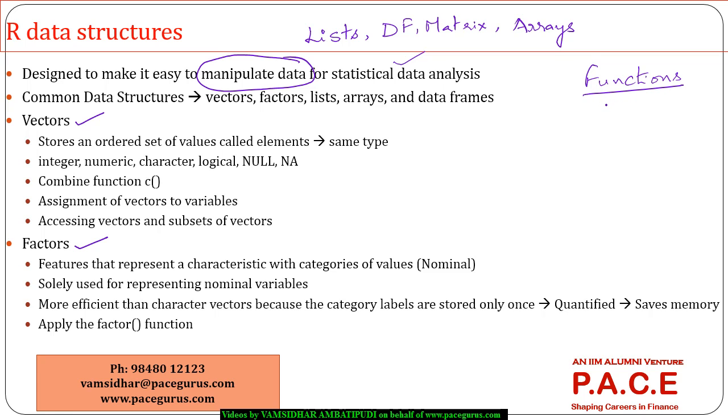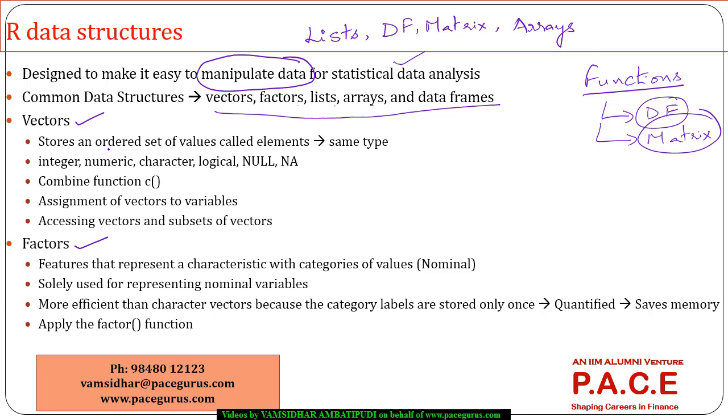So there could be a few functions which require the data to be in the form of data frames. There are a few functions which require the data to be in the form of a matrix. So we need to understand what each of these data structures are so that we would be able to comfortably convert our data into an appropriate format for the machine learning algorithms to execute them more comfortably. So these are the common data structures that I'm going to look at: vectors, factors, lists, arrays, data frames, matrices, etc. So just a quick overview of the stuff.